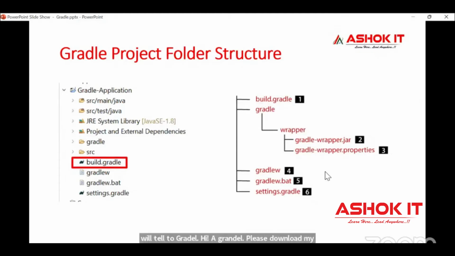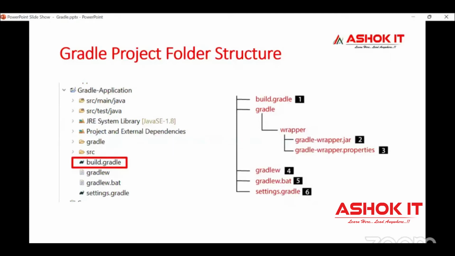Hey Gradle, I want the Hibernate jar file. I will configure the Hibernate jar file in the build.gradle. I want Spring Boot. Hey Gradle, download the Spring Boot dependency for my project and add it to the build path. So whatever build process we want to do, we will inform Gradle by using the build.gradle script file. If people are using Maven, that is equal to pom.xml.